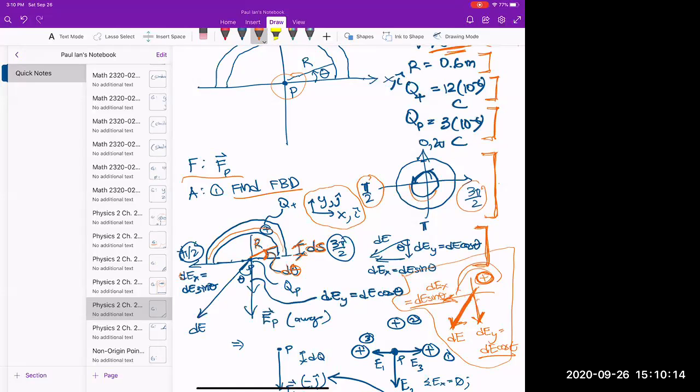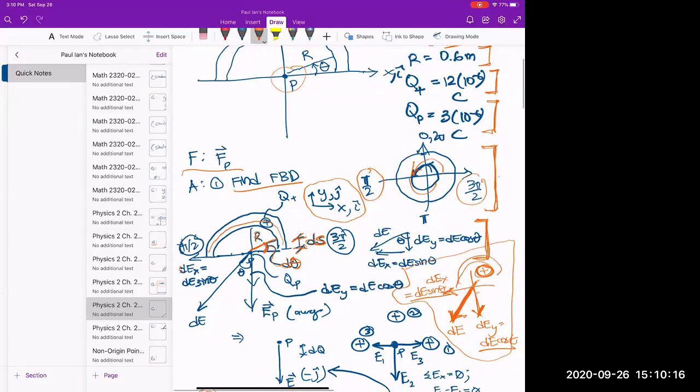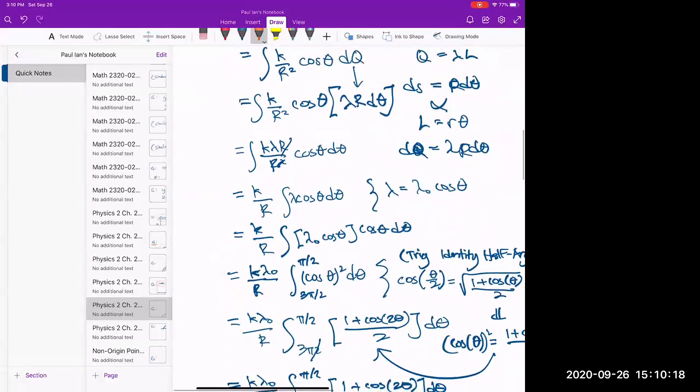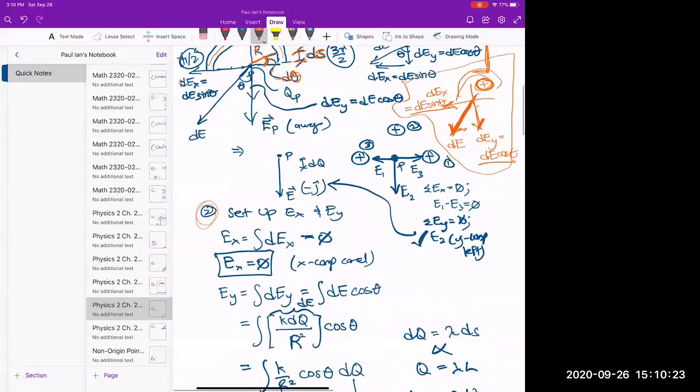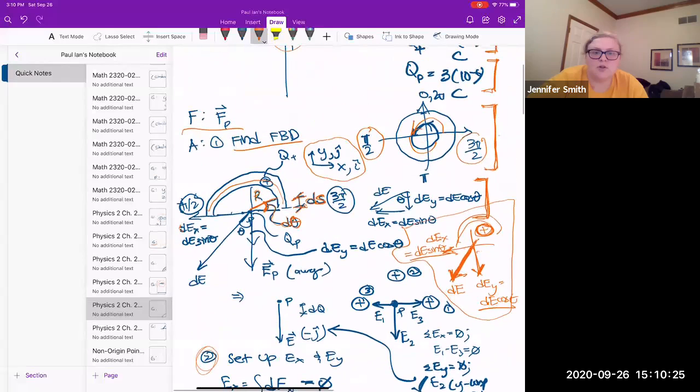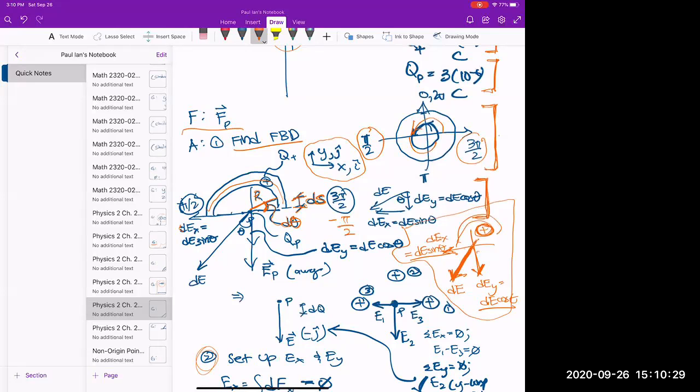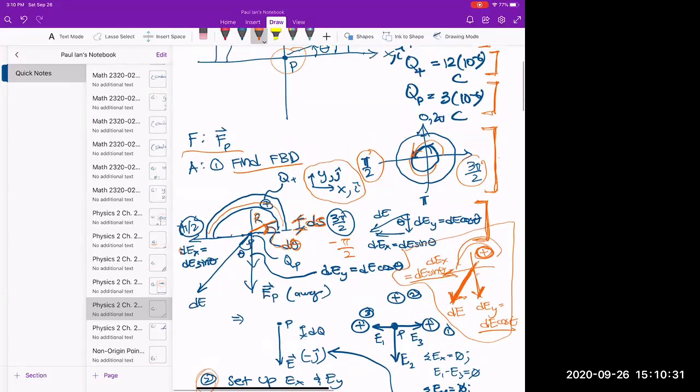Or yes, you could either go this way. Let me see what I did here. Yeah, I went from 3 pi over 2 to pi over 2. So it doesn't matter which way you do it. You could even make this negative pi over 2, just to be consistent. And then so I had my limits there.